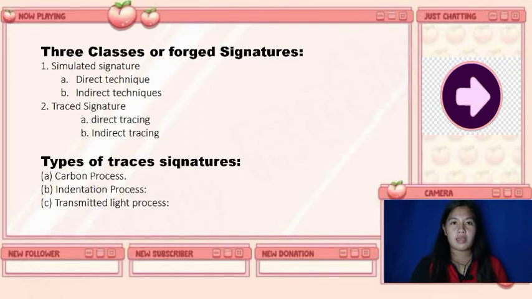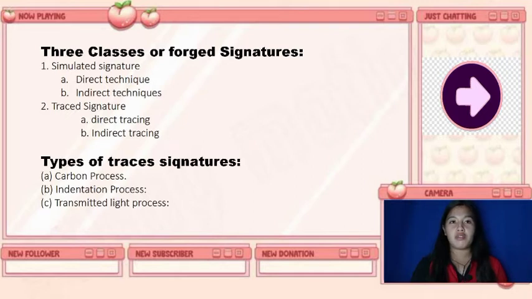Three classes of forged signature. First is simulated signature, the freehand drawing in imitation of a model signature. Simulated signature has two types: simulated with the model before the forger, and simulated freehand forgery. Simulated with the model before the forger also has two types. First is direct technique, where the forger works directly with ink. Second is indirect technique, where the forger works first with pencil and afterwards covers the pencil strokes with ink.